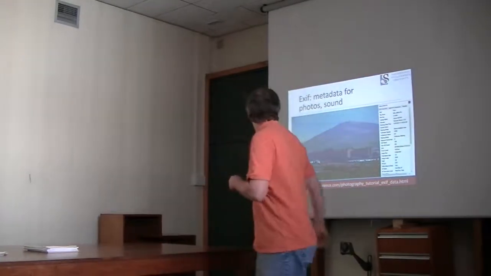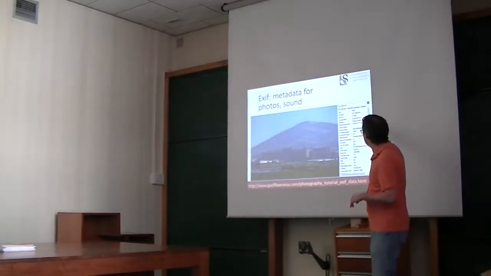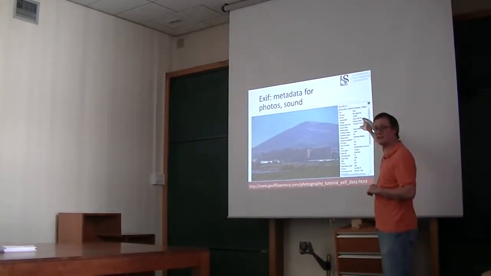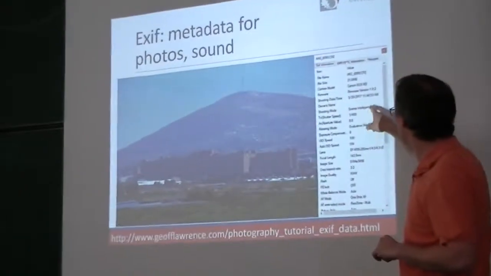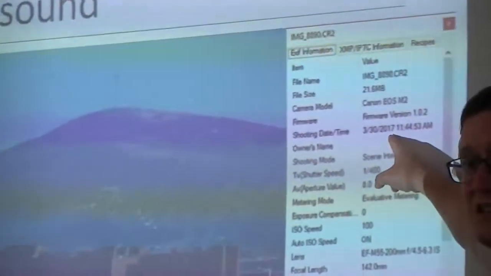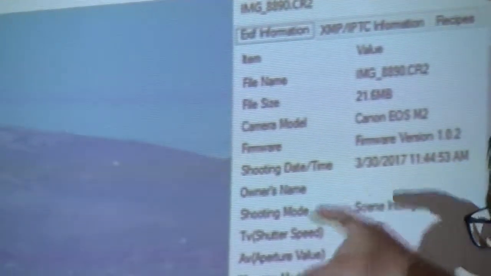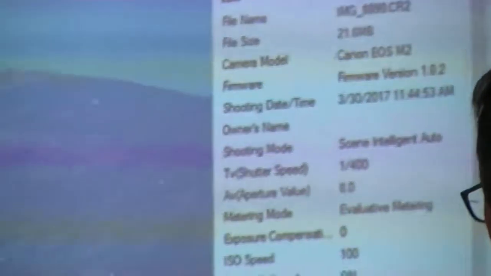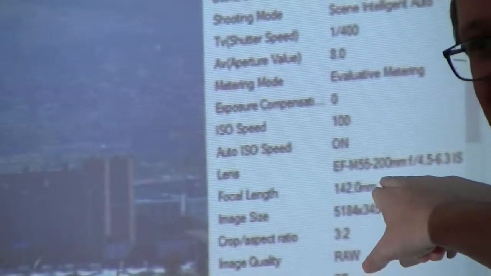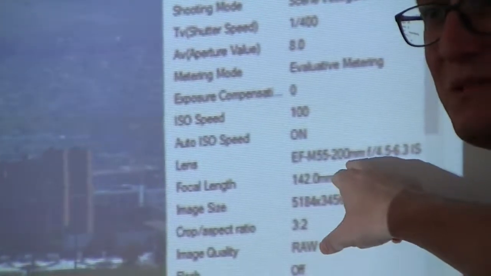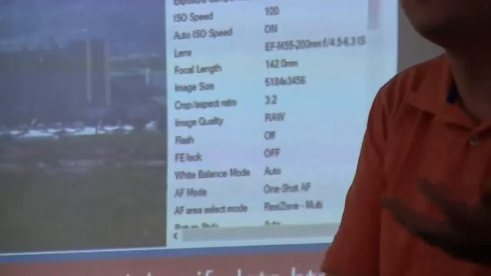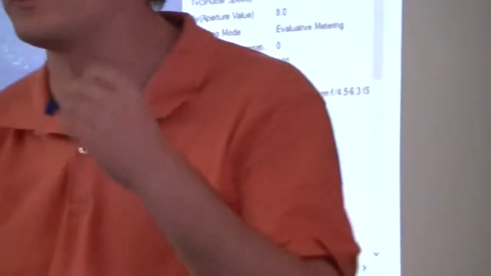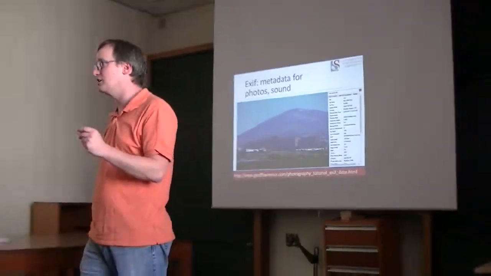So in this case, I have never entered into any system that what I have is a Canon EOS M2. But the camera writes that into every file it produces. It specifies what the date and time were for the moment when I took this photograph. It shows me the ISO settings. It specifies what kind of lens I had attached, because I didn't realize that this was recorded there. But the camera knows what's connected to it, and it writes this information down. So these are examples of the kind of metadata that get associated with photographs.